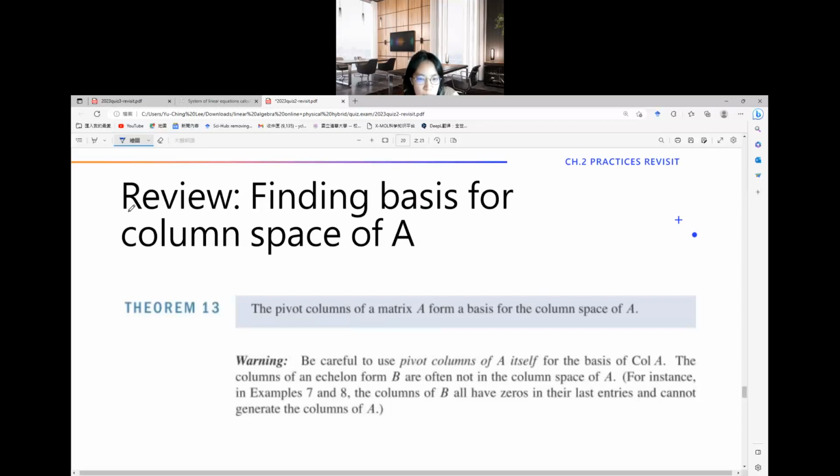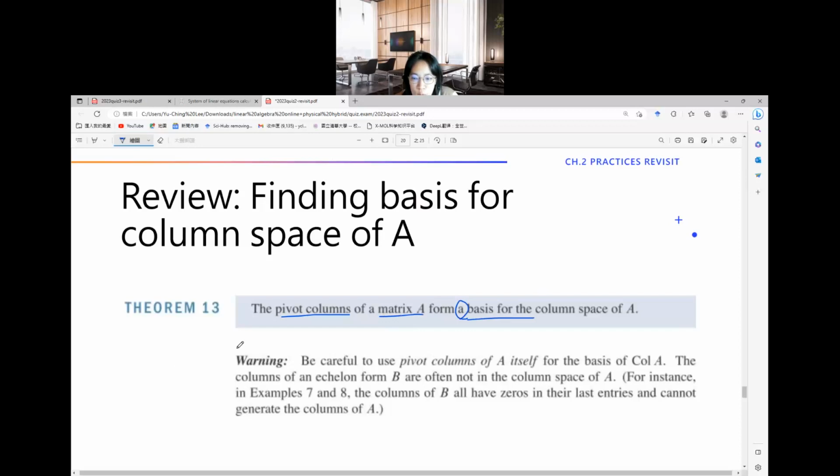So the first one is finding a basis for a column space of A. We see that the pivot columns of matrix A form a basis for the column space of A. Notice that it is just one basis, not the unique basis, meaning that there are many bases, but choosing pivot columns of a matrix A will be one of the bases.